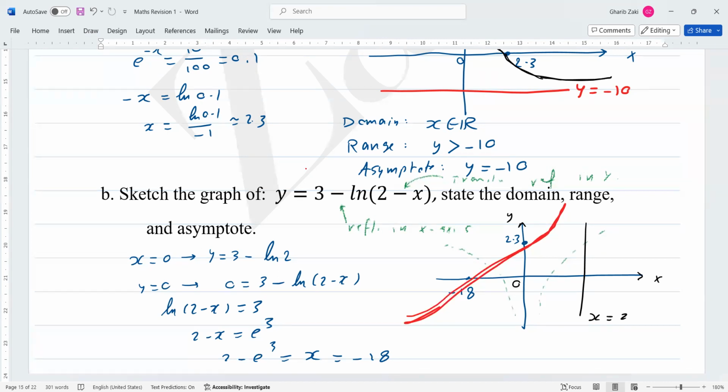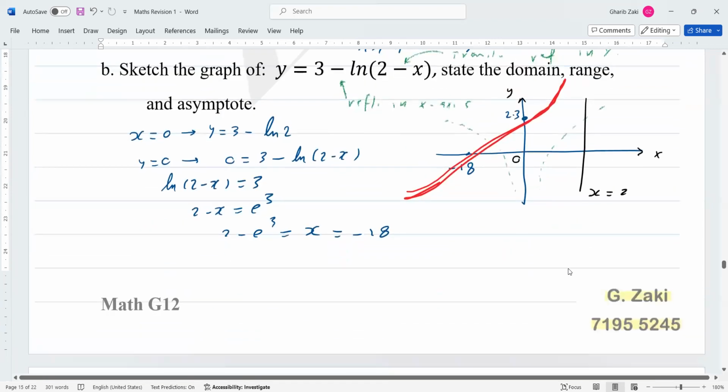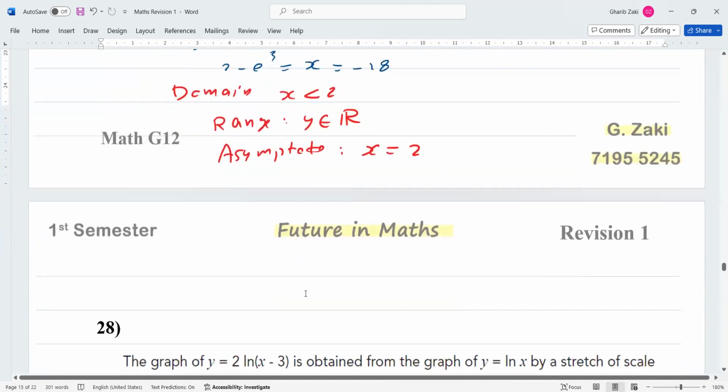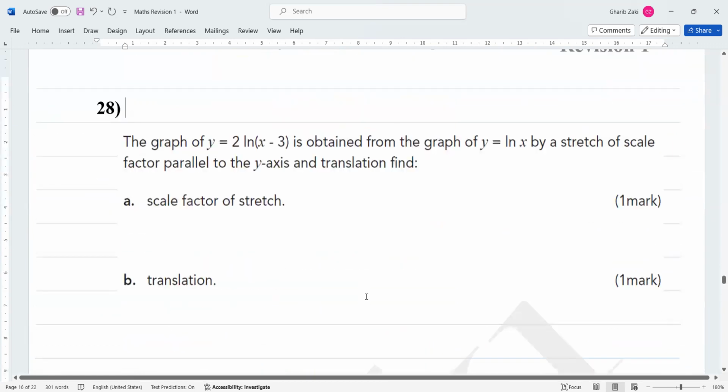Okay. Now, we need to get the domain, the range, and the asymptote. What is the domain? On the x-axis, x less than 2, because the asymptote is x equals 2. What is the range? The range is y belongs to R, going up and down. What is the asymptote? The asymptote is x equals 2. Okay, guys? This is a tricky question. I know it's not easy. Okay, now let us go to the next part.